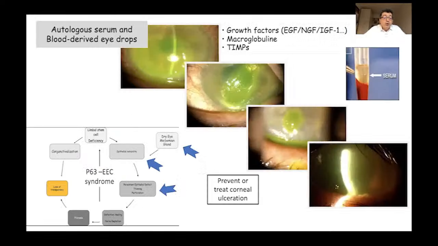In order to prevent worsening of P63-associated keratopathy and block the vicious circle, autologous serum is one of the main actors in this management. It decreases corneal inflammation, improves healing of epithelial cells, and prevents corneal ulceration. We use it usually when clinical signs of epithelial fragility are present, or if the patient has a past history of corneal ulceration and persistent epithelial defects.